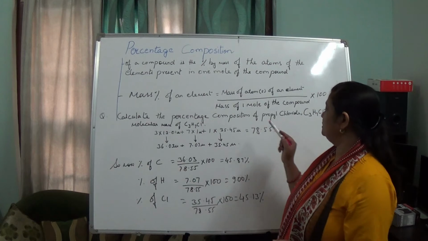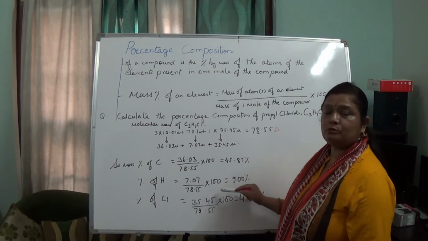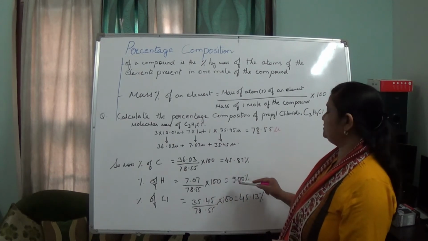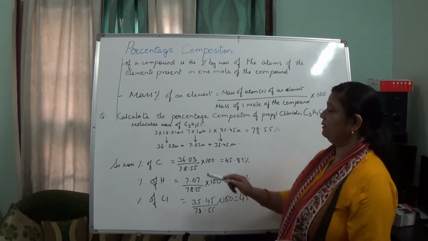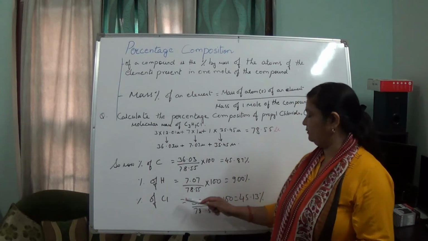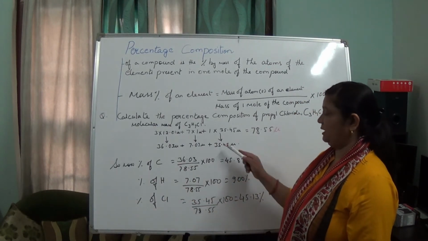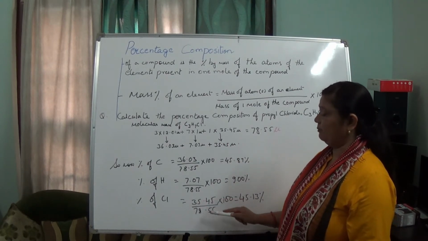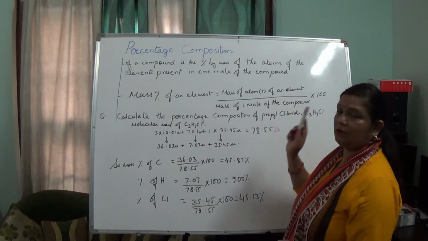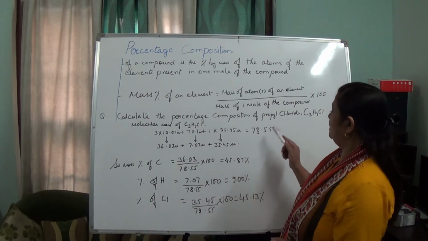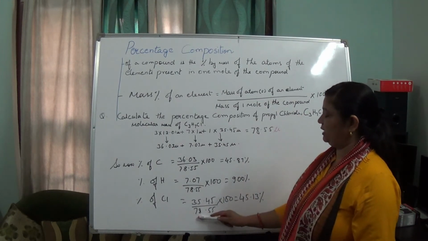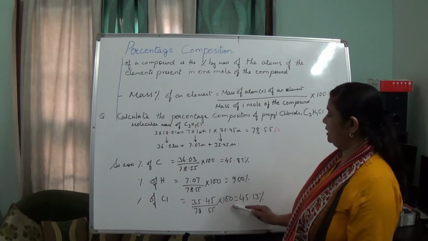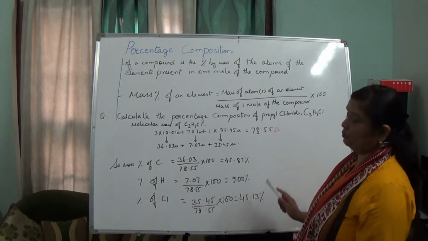Okay, when we see for percentage of hydrogen, see what mass did we get? 7.07 upon the molecular mass into 100. We are getting how much percentage? 9%. Okay, now percentage of chlorine we can see. Here also take the mass we have calculated, 35.45 upon what? Mass of 1 mole of the compound. How much is it? The molecular mass 78.55 into 100, it comes 45.13.